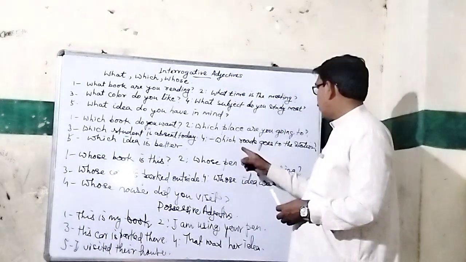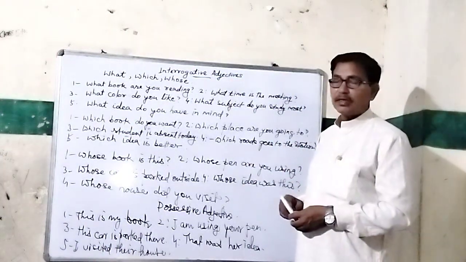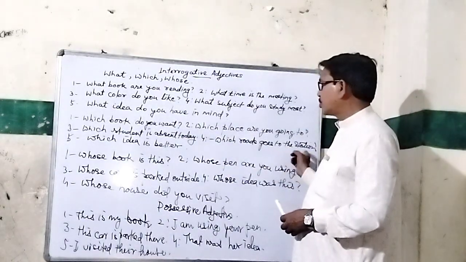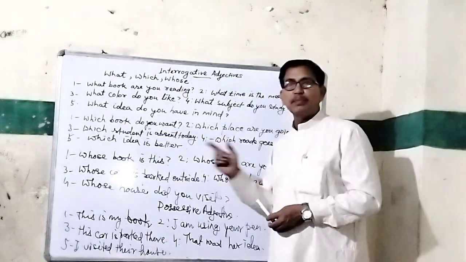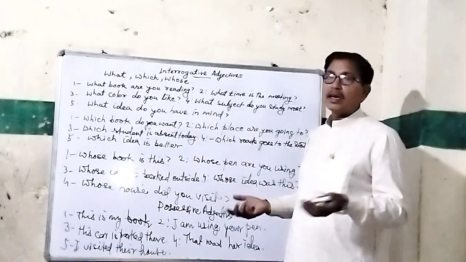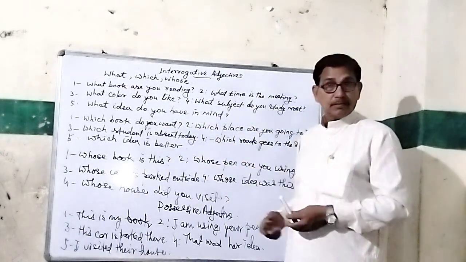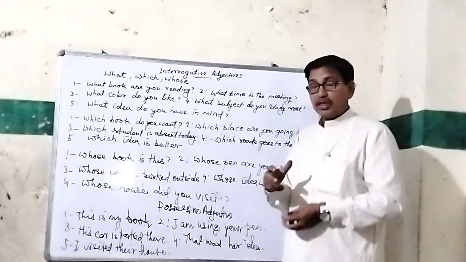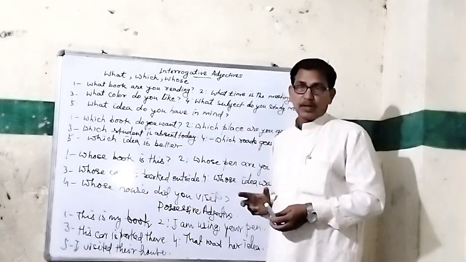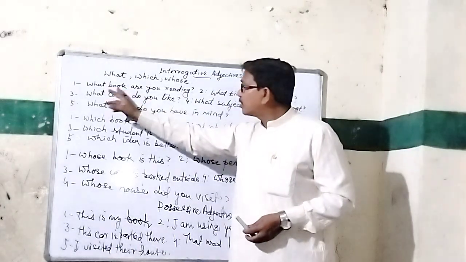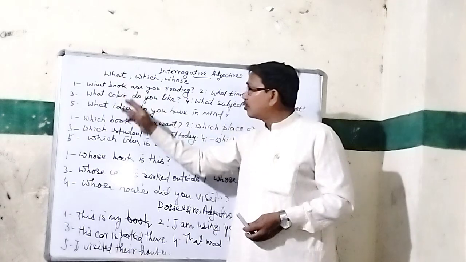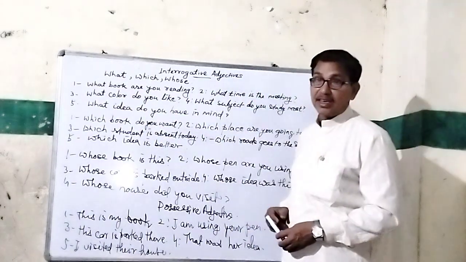Which road goes to the station? Suppose 2, 3, 4, 5 roads are there and you are asking which road goes to the station. Suppose here there are 1, 2, 3, 4, 5 classes, I can ask which class do you read in? So in this way we use which and what. Here you see, what book are you reading and which book do you want. Book is a noun in both sentences.